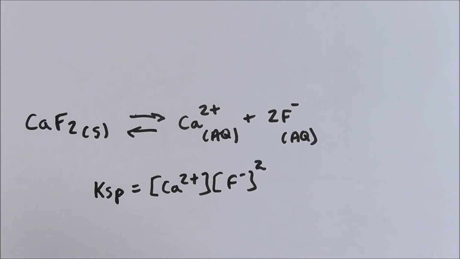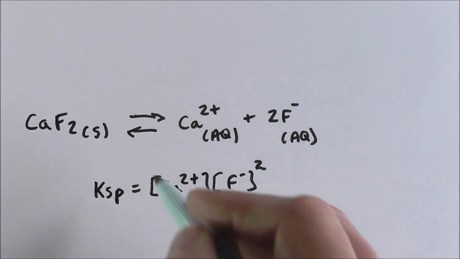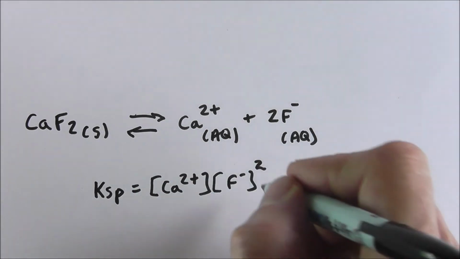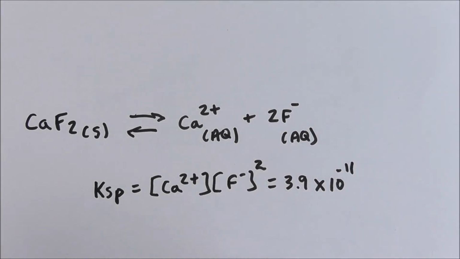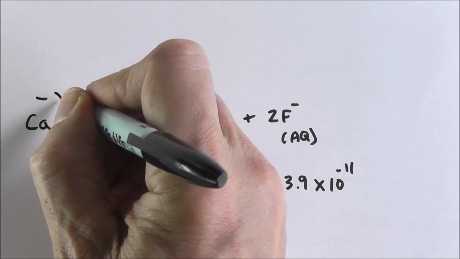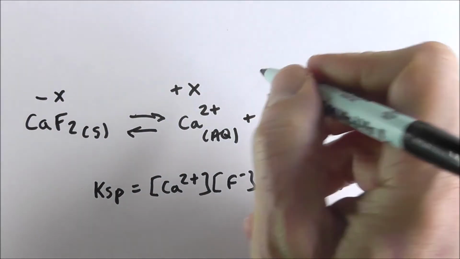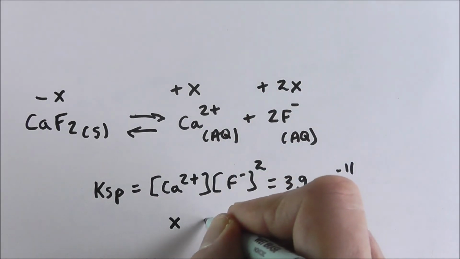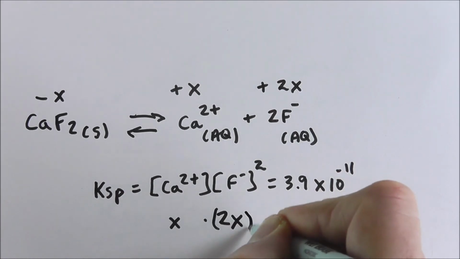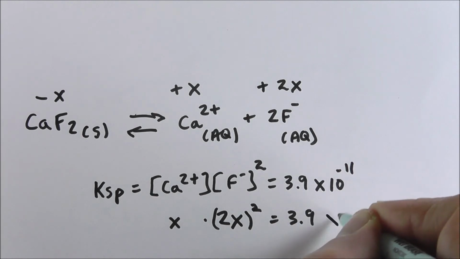So it turns out that this salt breaks into 3 pieces, where others break into 2, or they all vary based on their formula. And so if we look this up, this is 3.9 times 10 to the minus 11, according to your chart. I found that in your chart. Right in there, they're grouped by what the negative ions are. So you'll see at the top left corner, it says fluorides. Okay, so this is minus x. This is plus x. This is plus 2x. So this particular one would be x times 2x squared equals 3.9 times 10 to the minus 11.